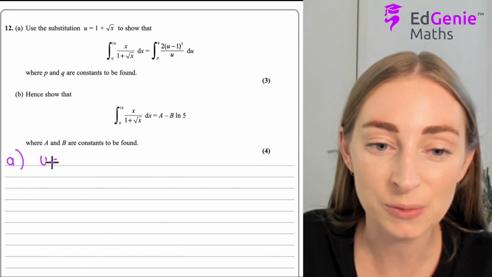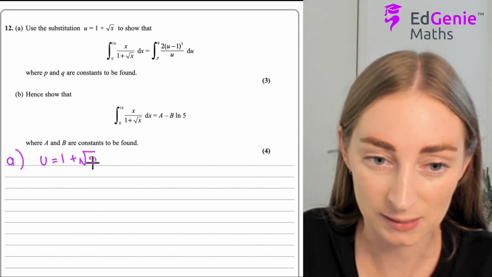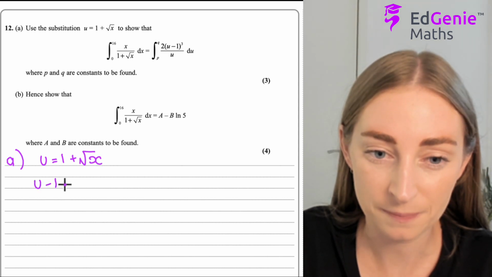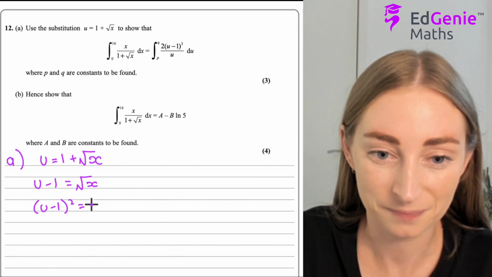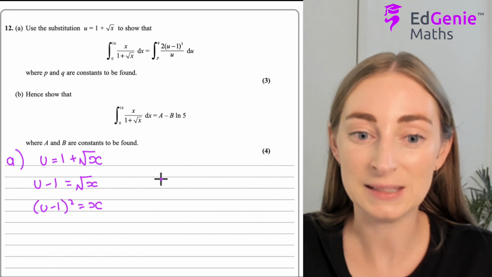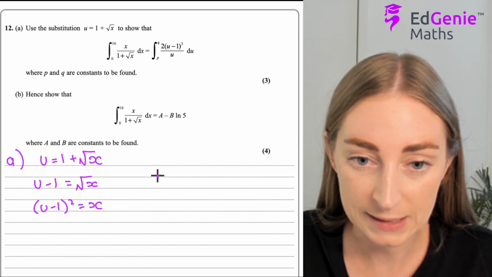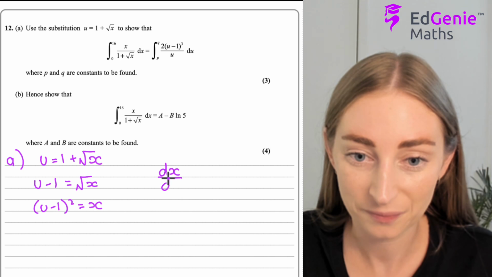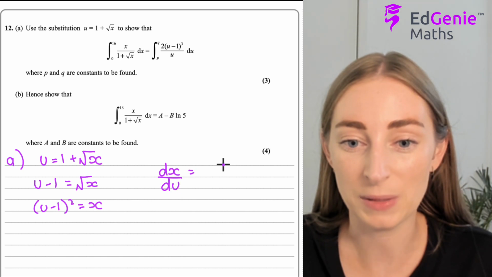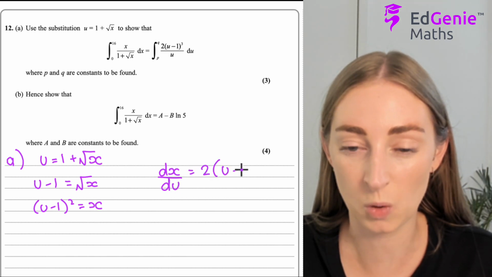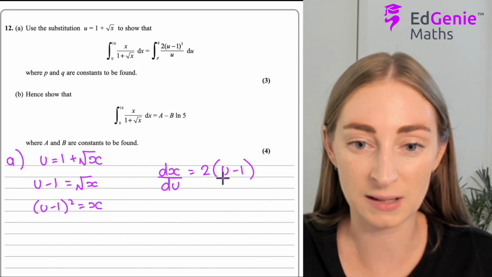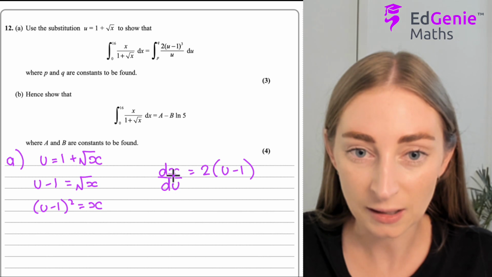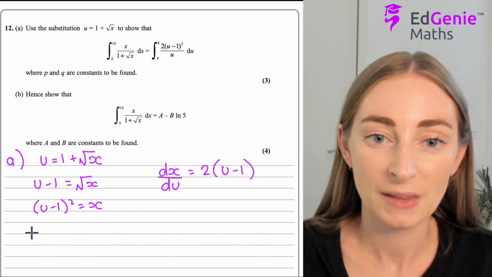If u equals 1 plus the square root of x, then u minus 1 equals the square root of x, and x equals u minus 1 squared. So now we can find dx. dx by du, if I differentiate this, would be 2 lots of u minus 1 times by 1, which is the differential of u, but I don't need to write that. So then I can substitute this in.